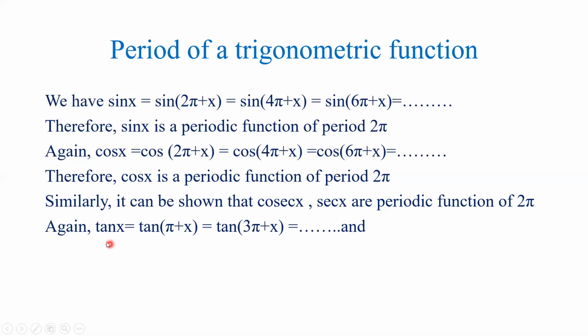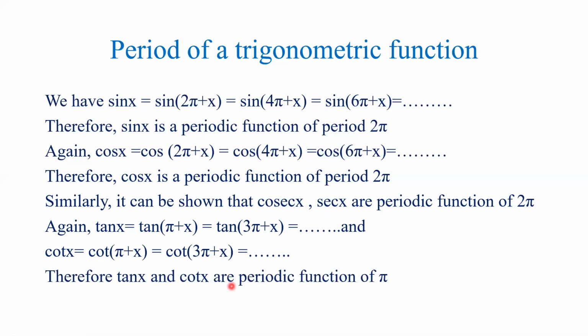Again, for tan x, tan x equal to tan (pi plus x) equal to tan (3 pi plus x), in similar way tan (5 pi plus x), tan (7 pi plus x), and also cot x equal to cot (pi plus x), cot (3 pi plus x), cot (5 pi plus x), odd multiples. Therefore tan x and cot x are periodic function of pi. We got the final result. Only tan x and cot x are periodic function of pi, and all others, that is sin x, cos x, cosec x, sec x, are periodic function of 2 pi.